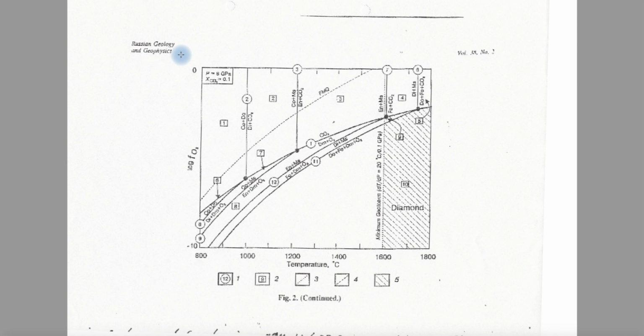Again, static composition, 8 gigapascal, that is 80,000 bar, 80 kilobars, an XCO2 of 0.1, and the graphite-diamond boundary. Here the diamond-producing field takes place at higher than 1600 degrees Celsius. But then the next important thing is that you have to bring your diamonds very fast to the Earth's surface.